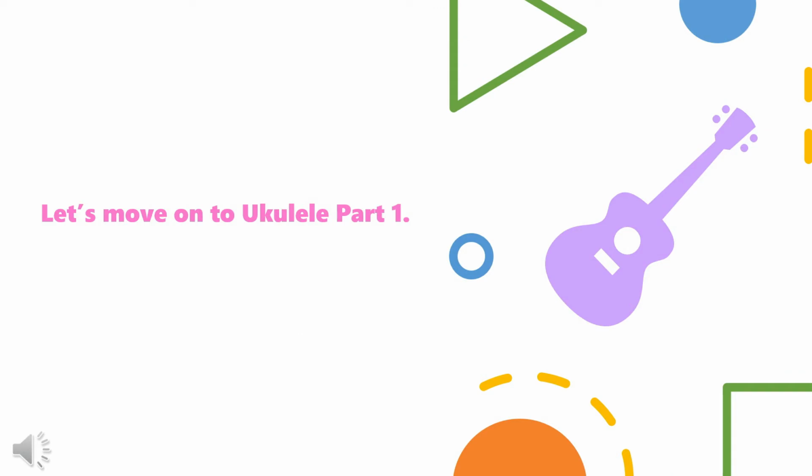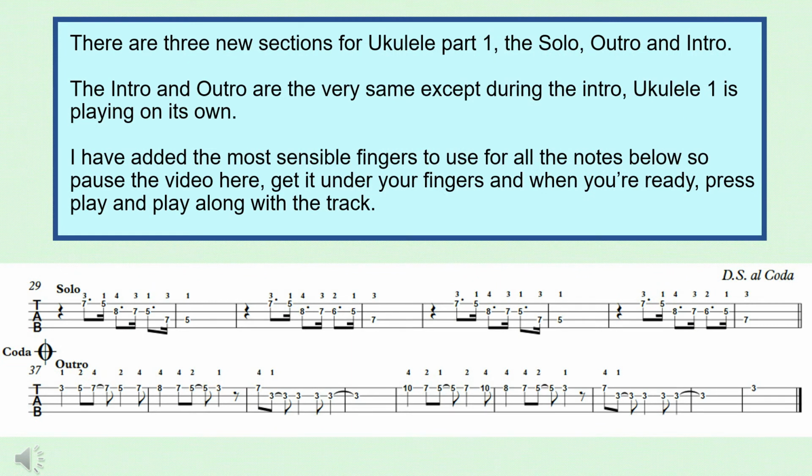Now let's move on to Ukulele Part 1. There are 3 new sections for Ukulele Part 1, the solo, outro and intro. The intro and outro are the very same, except during the intro, Ukulele 1 is playing on its own. I have added the most sensible fingers to use for all the notes below, so pause the video here, get it under your fingers, and when you're ready, press play and play along with the track.